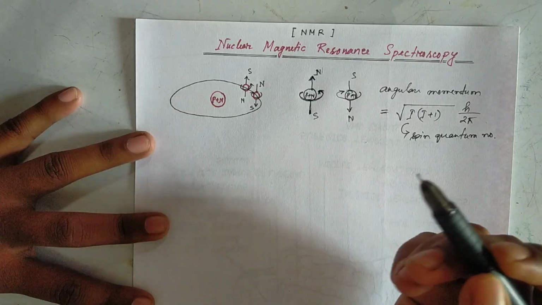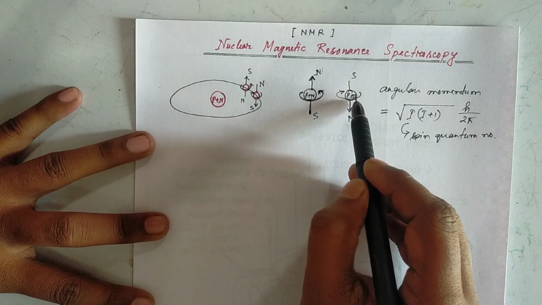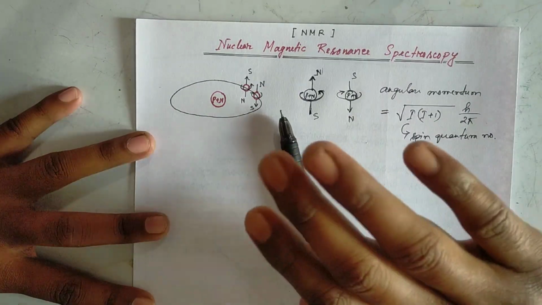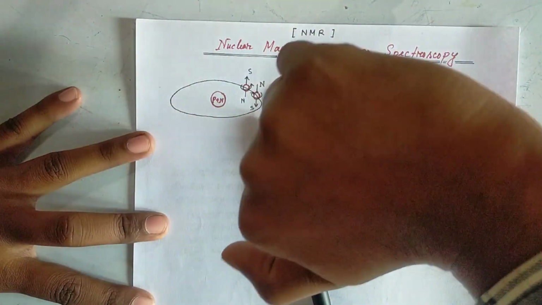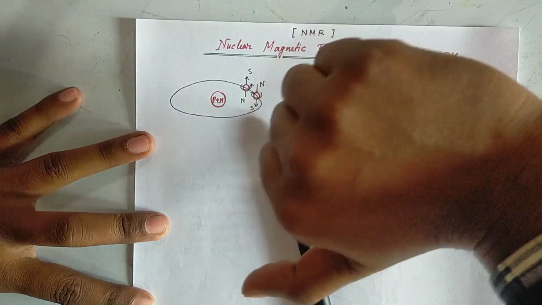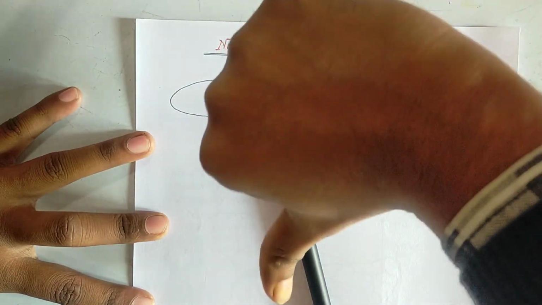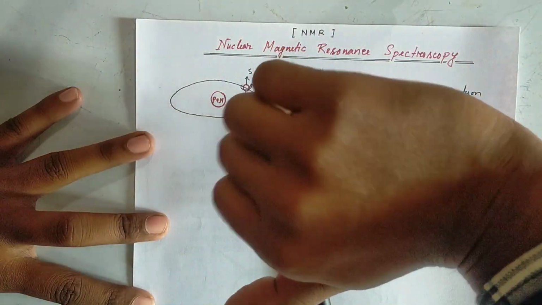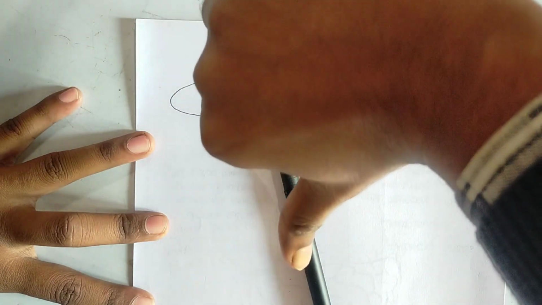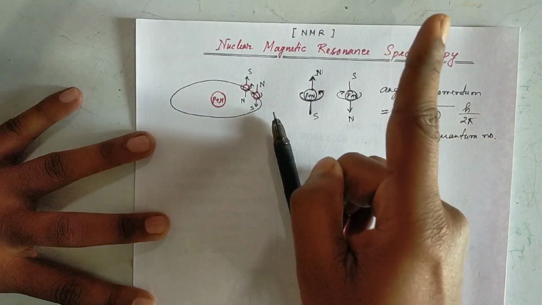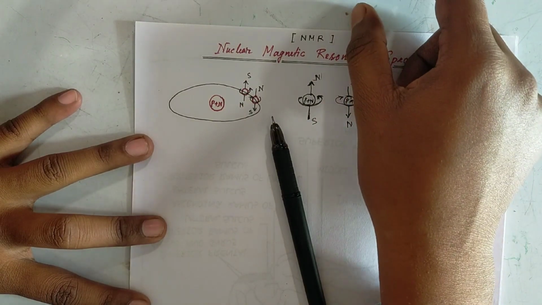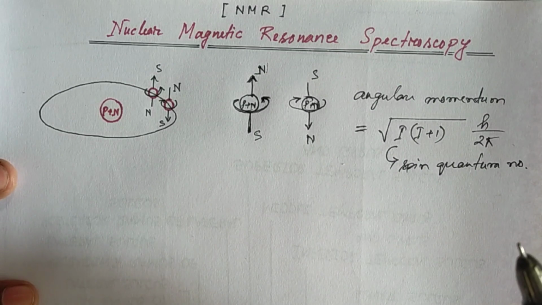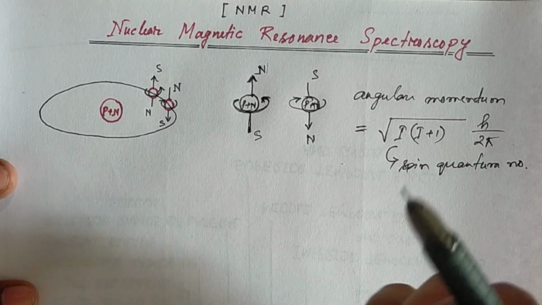Similarly, if there is another nucleus spinning in the anti-clockwise direction, then the north pole will be in the direction of this thumb. Spinning in this direction, the north pole will be in this direction and the south pole will be here. So due to the spinning, there will be a magnetic field and also angular momentum.